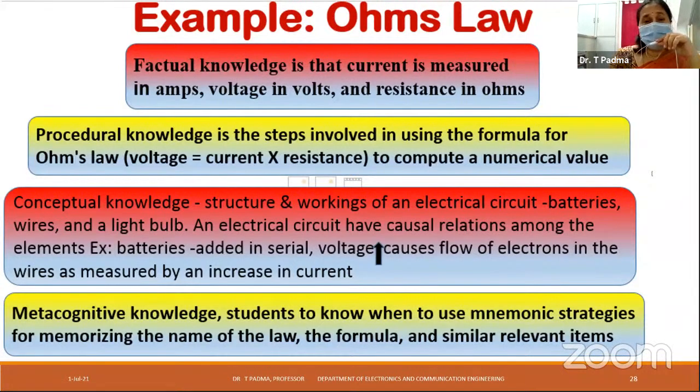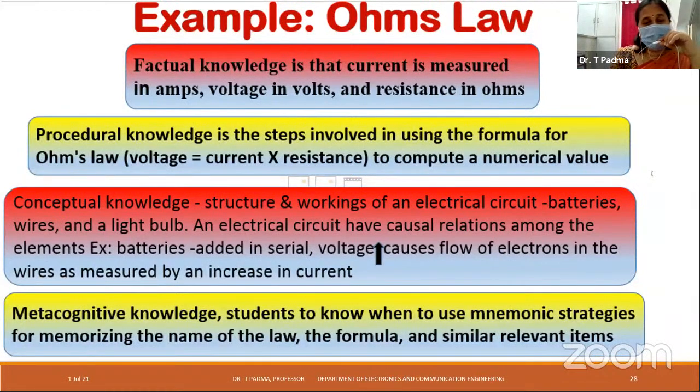Based upon this, students can apply few problems. Based upon the knowledge, they can apply this formula to develop some questions that can be asked. Like, to calculate the total power in our house. So, based upon the metacognitive knowledge, all these are required. Factual knowledge is required, procedural knowledge is required, conceptual knowledge is required. All these things are required to identify and solve new, innovative problems.